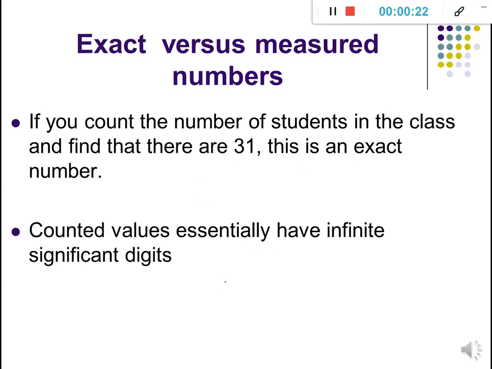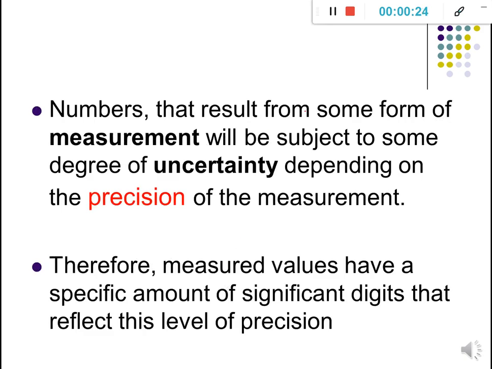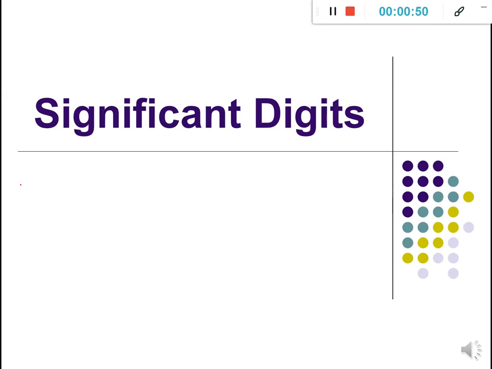It is perfectly precise. However, any measured values, any numbers that result from a form of measurement, will be subject to some degree of uncertainty, depending on the precision of the measurements. So if you have a ruler that is graduated to millimeters, it'll be more precise than a ruler that's only graduated in centimeters or meters. So any measured values have a specific amount of significant digits that reflect the level of precision that the measurement was made with. As such, we need to understand what significant digits are so we can account for the precision of the measurements in our calculations.